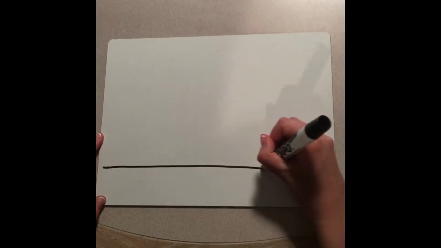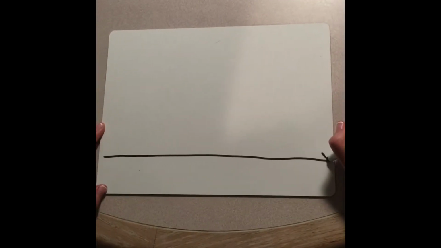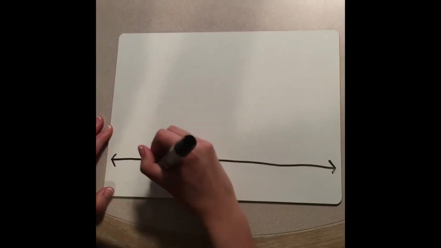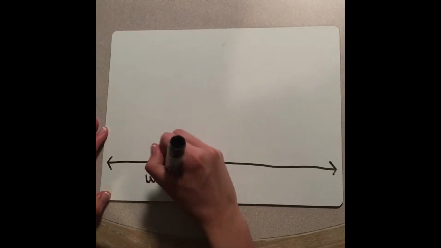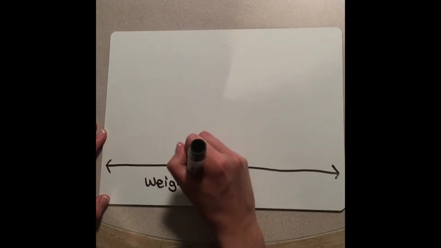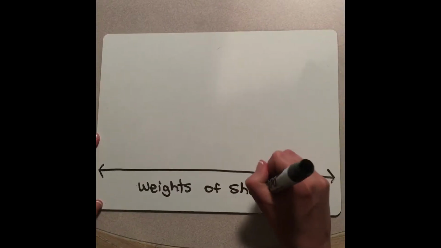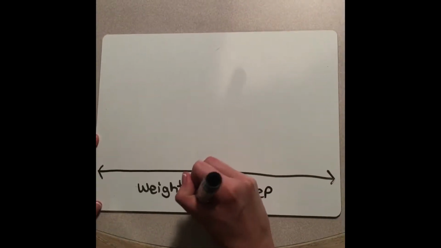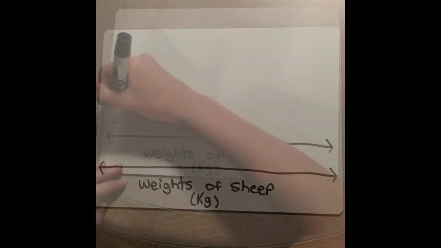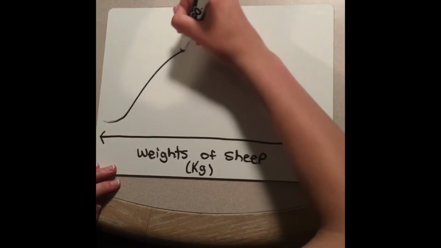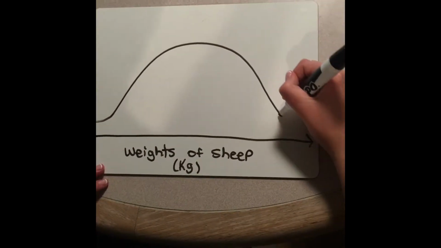Part A asks to sketch a diagram of the distribution of weights. So, we draw a straight horizontal line with arrows on both sides. Since the question asks about weights, it's important to label the line weights of sheep in kilograms. Next, we draw a bell curve that has symmetry that is tangent to the straight line.